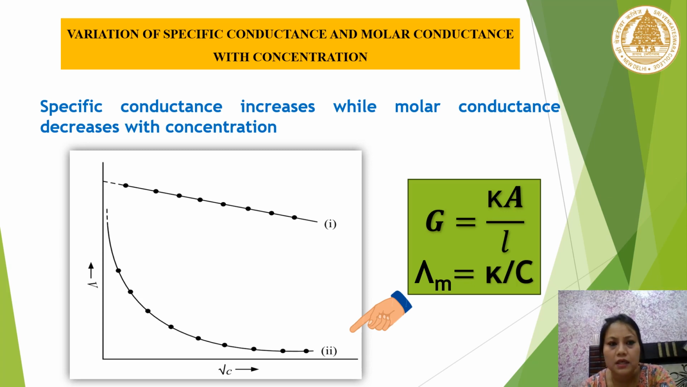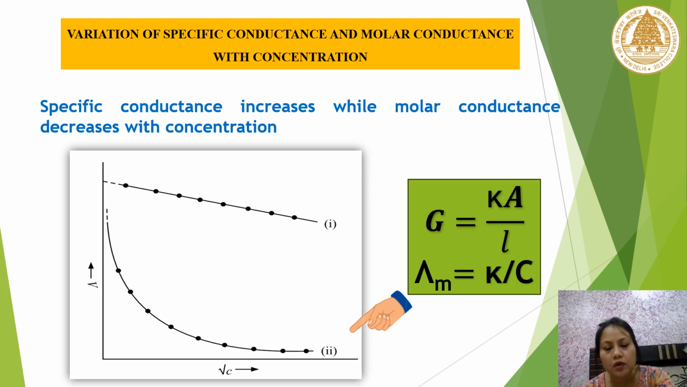So in this case, we have to decide which factor is increasing faster, whether it is the concentration or whether it is the specific conductivity term. And it is observed that the increase in kappa cannot cope up with the increase in the concentration. So that's why we can see an overall decrease in the molar conductivity if we increase the concentration.